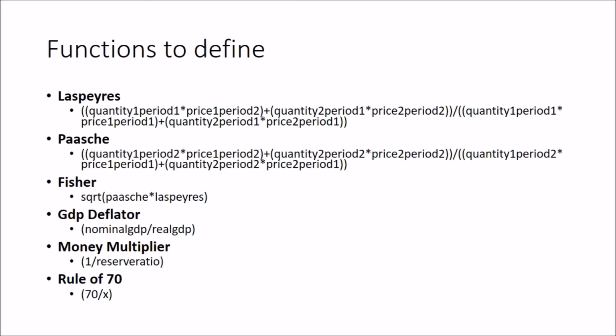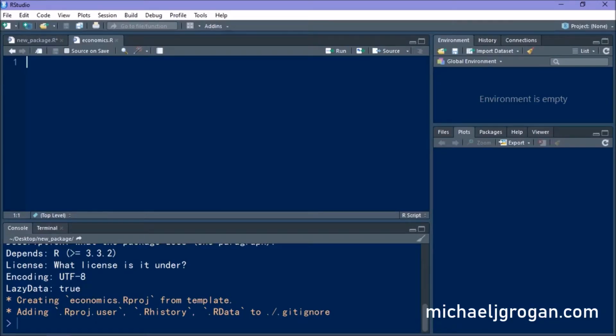So here are the functions that we want to define. We have various inflation indices: first of all Laspeyres, Paasche, Fisher. We have the GDP deflator, money multiplier, and rule of 70. The purpose of our package is to have all these functions loaded in so that we don't have to calculate them ourselves, and rather all of the calculations are already loaded into the library for us. So we're going to go ahead and define our functions under our script.